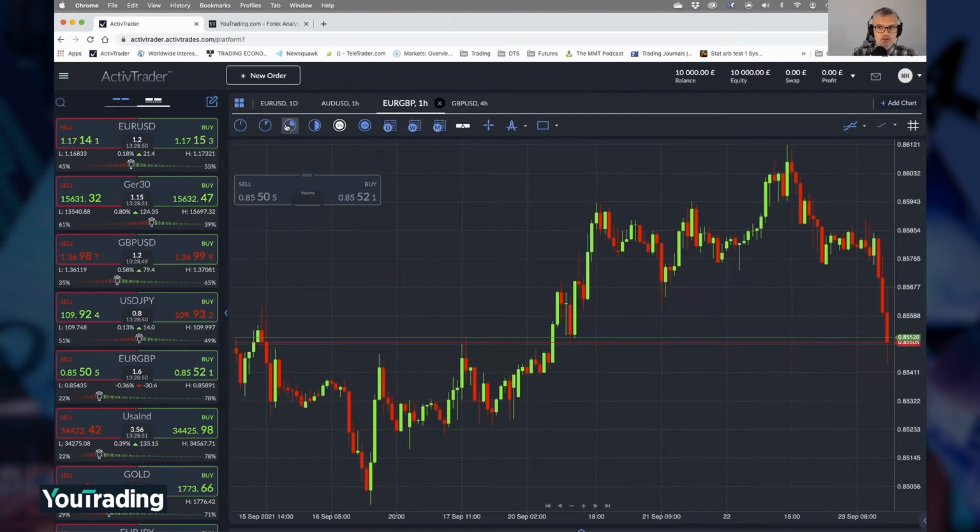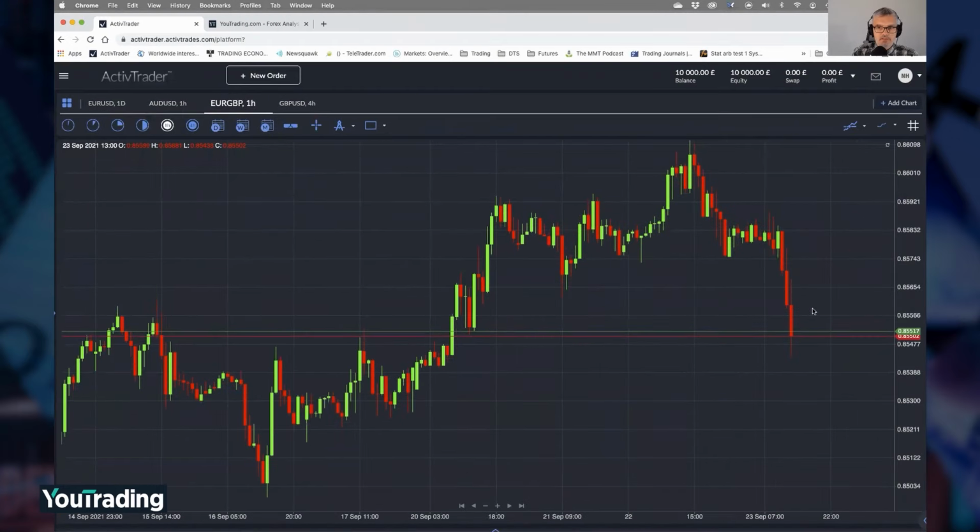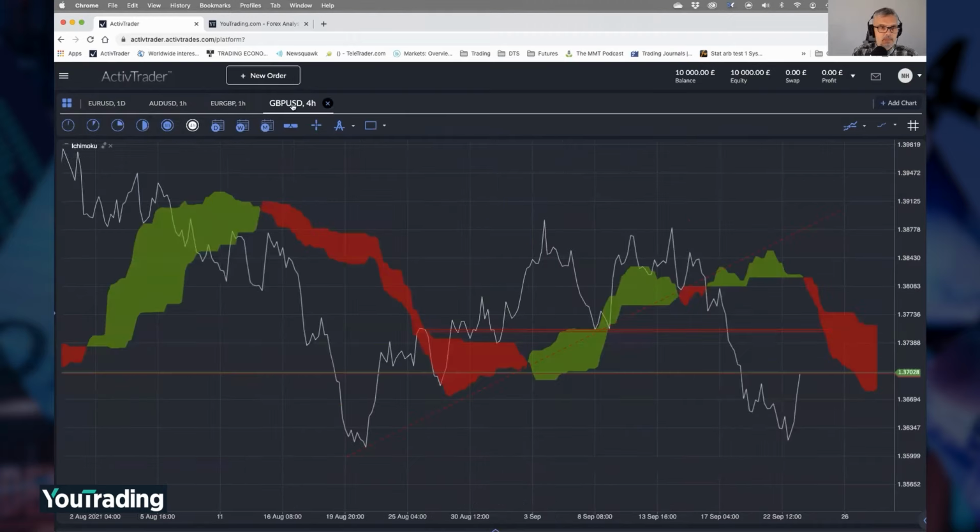If we look to the euro versus the pound, we can see that we've recently just had a big drop off in the last couple of hours, well, since the start of the London Open today. So the euro is weakening and the pound is getting higher.